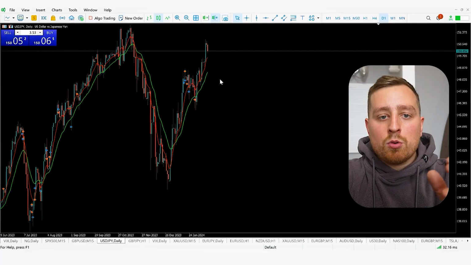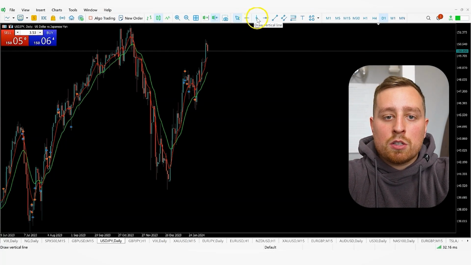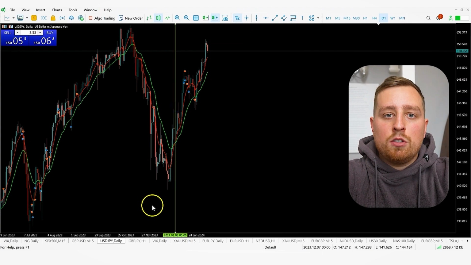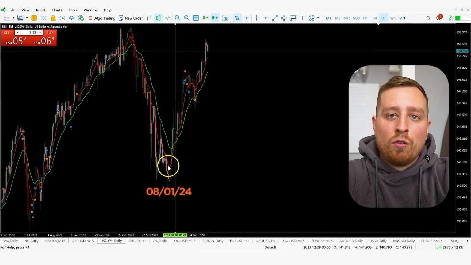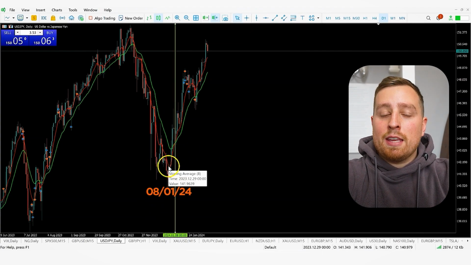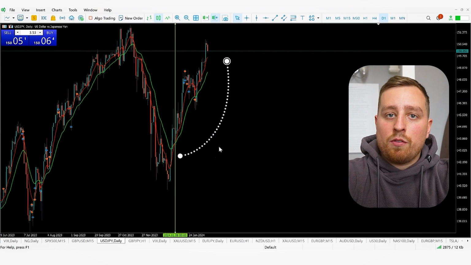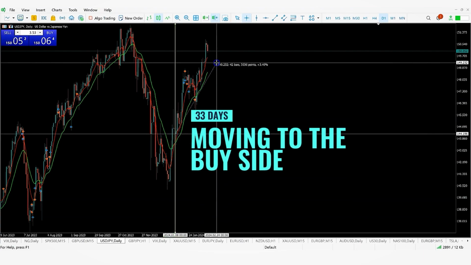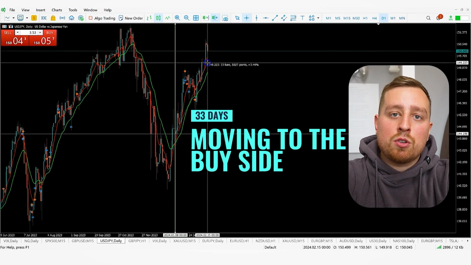You can see that US dollar against the Japanese yen has been progressively moving to the upside. Now, if I want to break this down even further, we can simply draw a line on here of when did it start, this movement. You can see on the chart here from the 8th of January, it has literally been in the same direction on the daily time frame for that entire period all the way up to today. So 33 days we have been moving to the buy side.